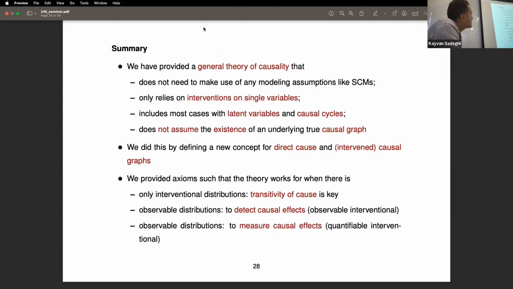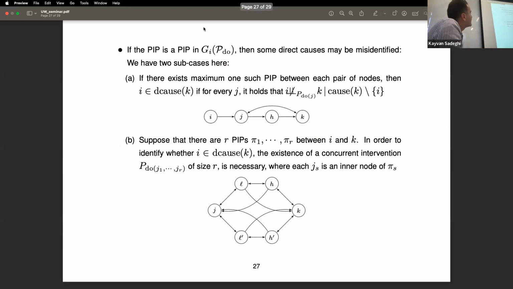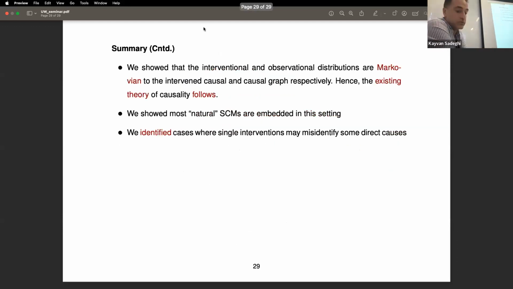Okay, summary, it's a 2-page summary. I'm sorry. Oops.